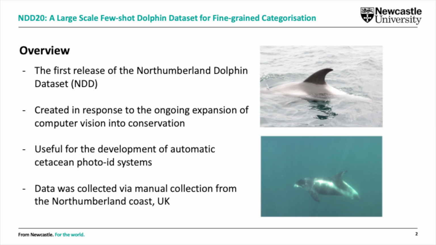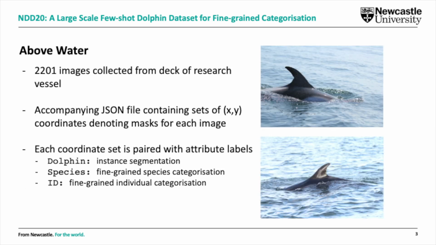NDD20 is the first release of the Northumberland dolphin dataset, which was created in response to the increasing prevalence of computer vision in conservation. NDD20 is primarily focused on the development of automatic photo ID systems, and all data was collected through manual collection from the North Sea area around the Northumberland coastline of the United Kingdom. The dataset is split into two forms.